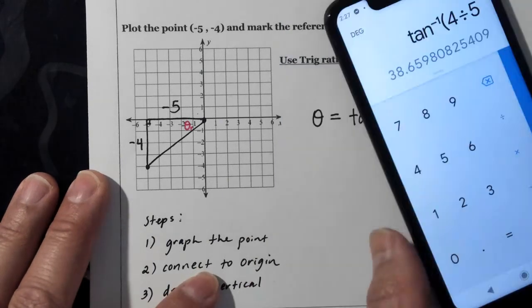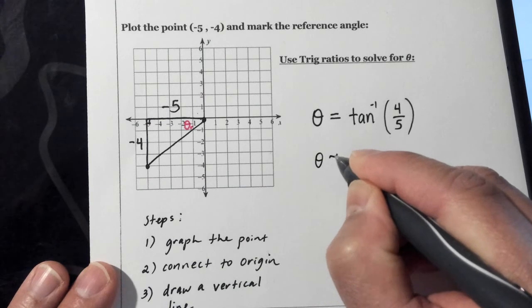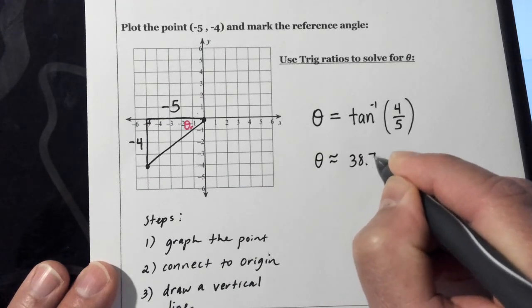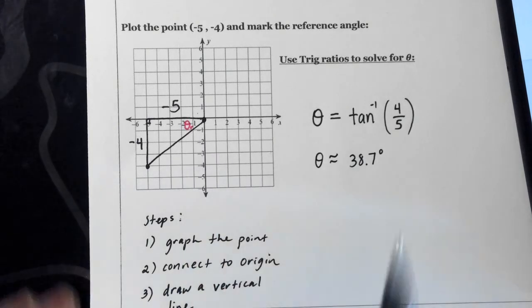38.7 degrees. Approximately 38.7 degrees. Make sure, because you're finding an angle measure, you label it in degrees.